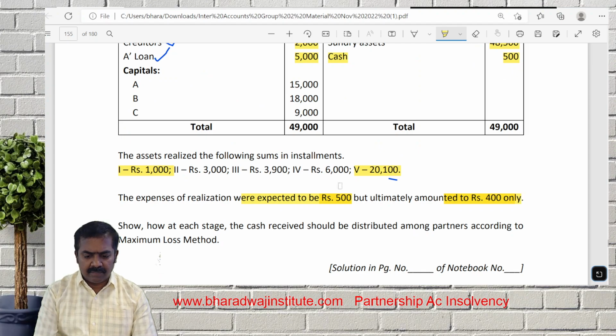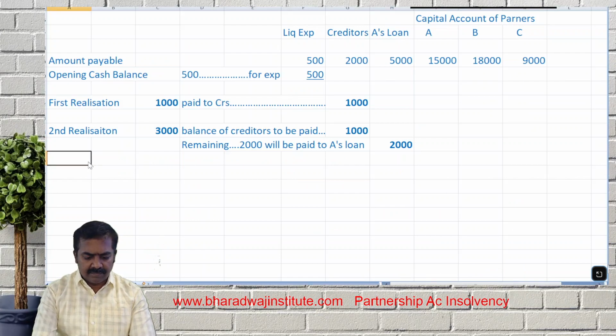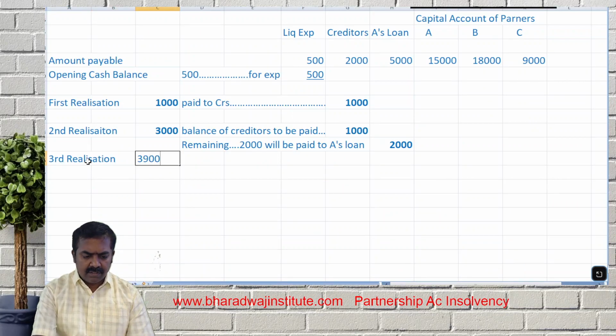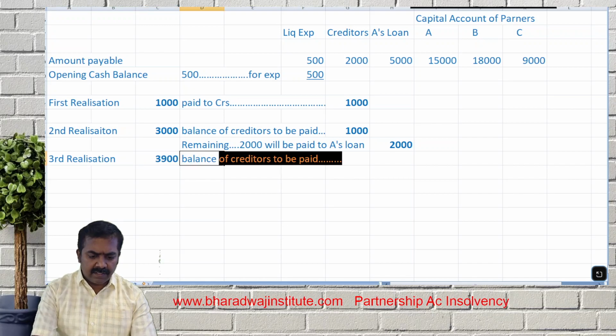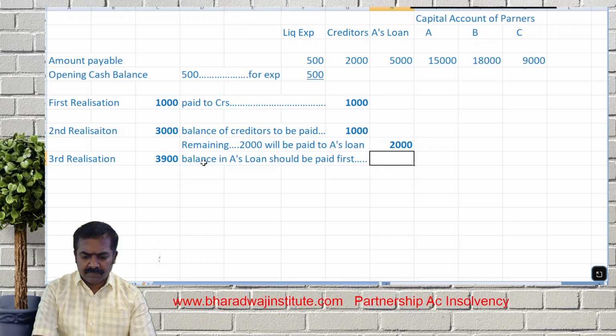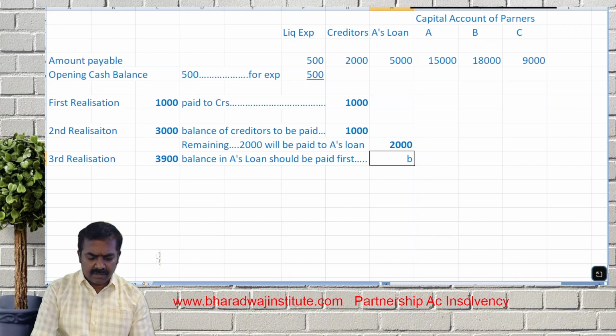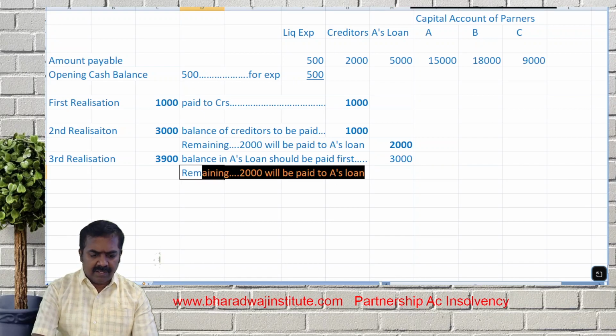Next, what is the next one? Third realization, how much do you get? 3,900. Third realization, how much? Don't copy this, I will give you sufficient time. So the balance in A's loan should be paid first. How much is the balance in A's loan? 3,000 should be paid first. It has been paid to you, right? Now remaining, how much?